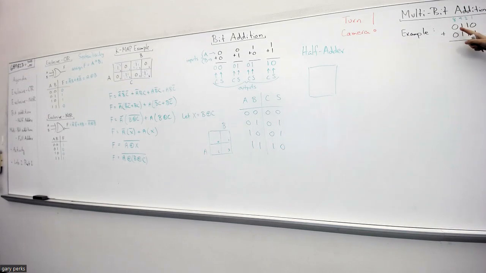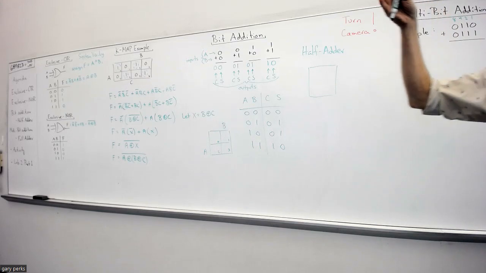Okay, so what would this binary number be in base 10? 0, 1, 1, 0 in binary is what in base 10? 6. 6, right? Because we got a 4, we got a 2, so that's 6. Okay, and how about this binary number? What is it in base 10? 7. So you see here we're adding 6 plus 7 in binary.